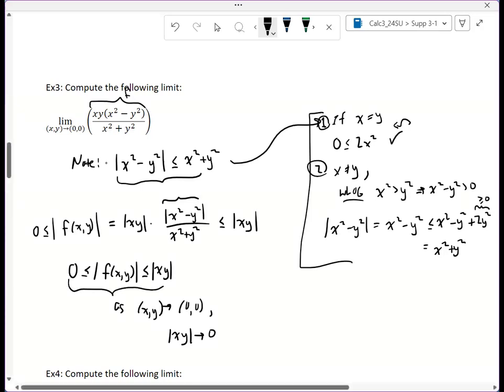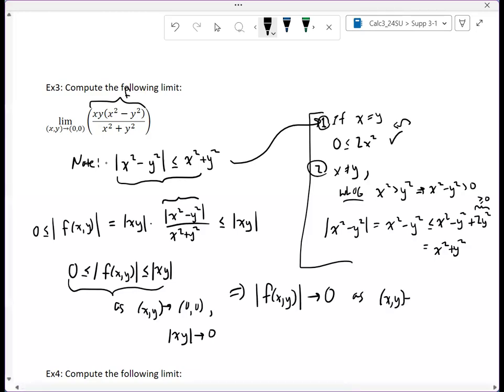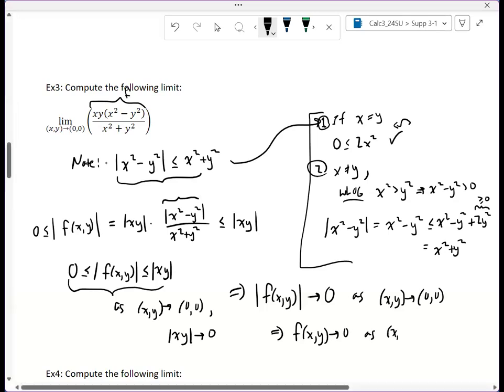But my squeeze theorem applies here. And this says the absolute value of f of x, y goes to 0 as xy goes to 0, 0. And if something in absolute value goes to 0, then the thing itself has to go to 0. So which implies f of xy goes to 0 as xy goes to 0, 0. And we can say that this limit is 0.